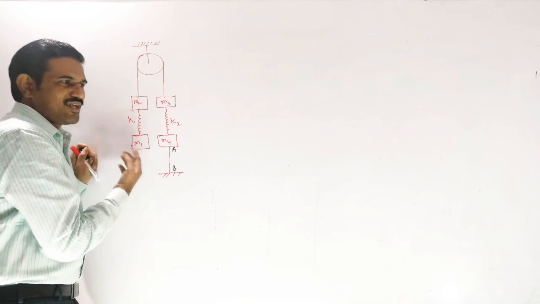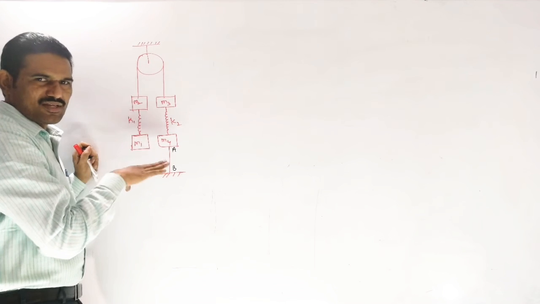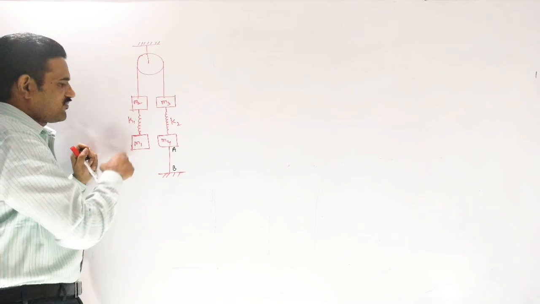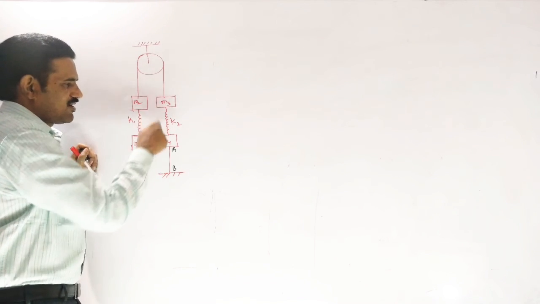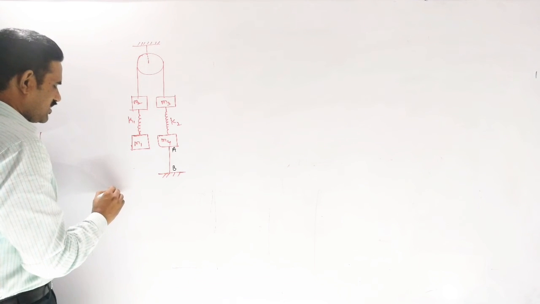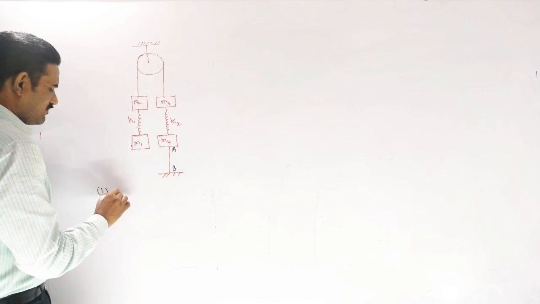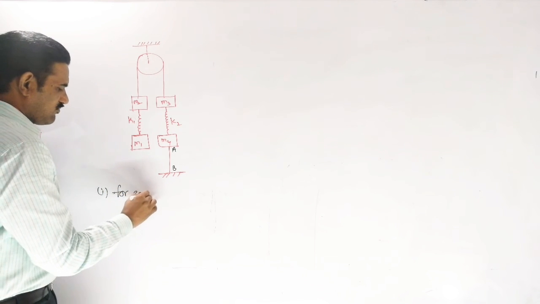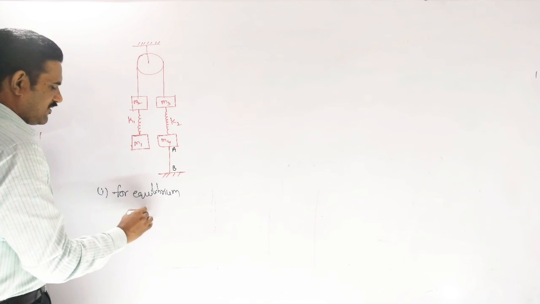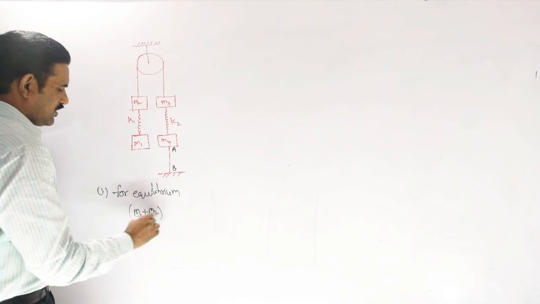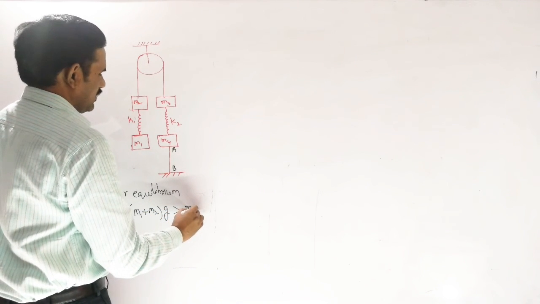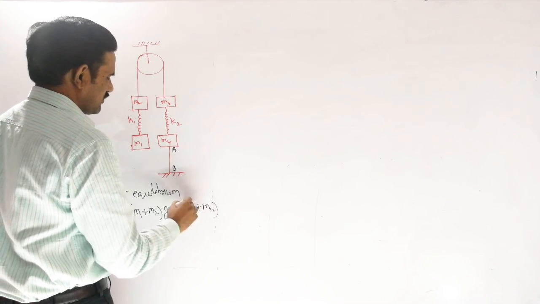But to remain in equilibrium, to remain at rest with some tension in this string, the mass of these two blocks should be greater than the sum of the masses of these two blocks here. So what we can write for the first question, for equilibrium, is M1 plus M2 into G should be greater than M3 plus M4 into G.